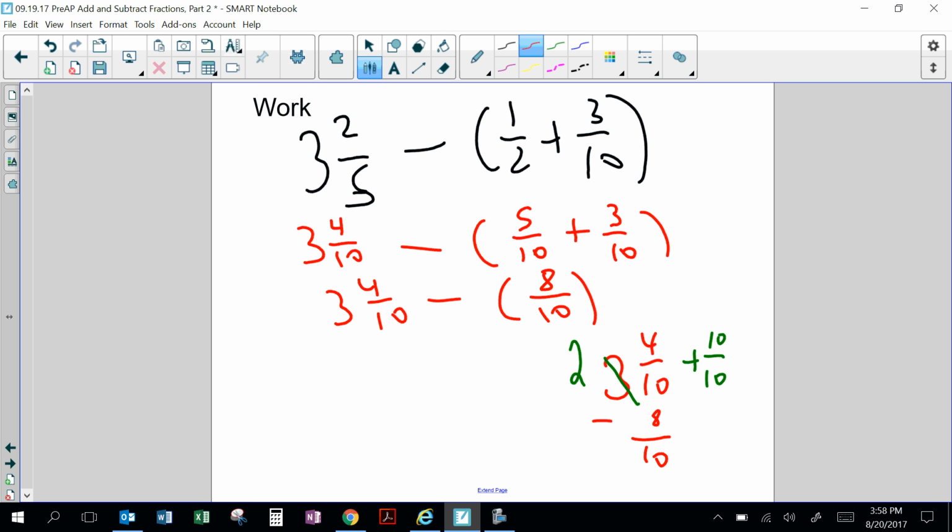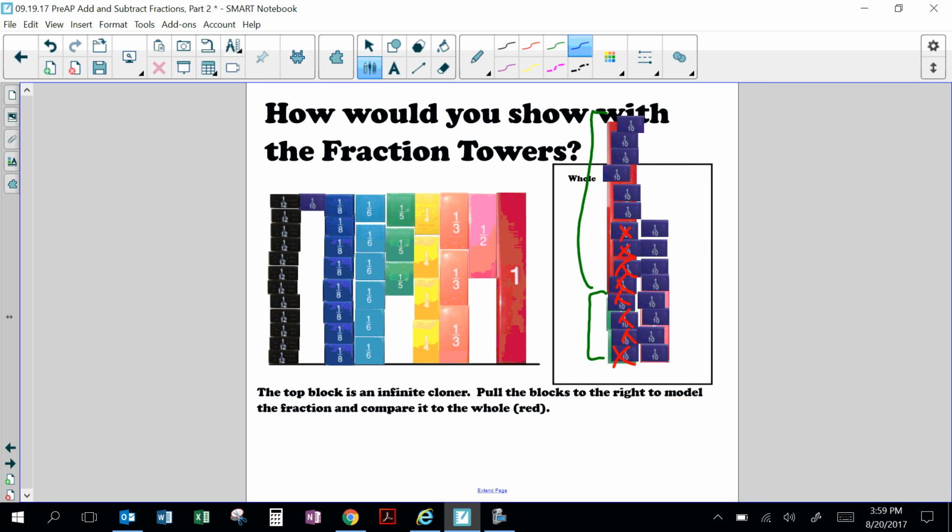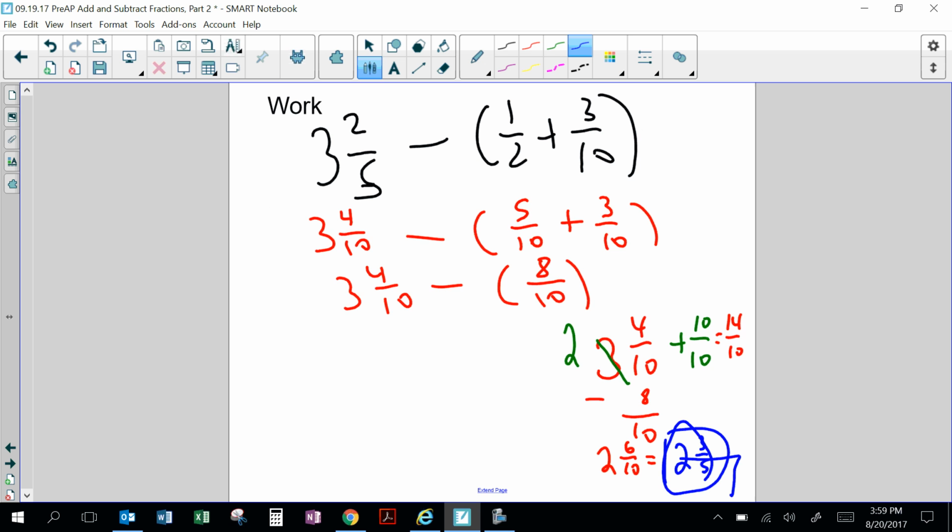So 4/10 plus 10/10 is 14/10. Can I take away 8/10 from 14/10? Yes, I can. 2 and 6/10, which is equal to 2 and 3/5. I renamed 6/10 to 3/5. And that is our answer, 2 and 3/5. So again, what we did, we practiced regrouping. We regroup from the whole number, if it's 1 whole, can you rename that whole number into a fraction form? And then you combine it with the numerator, 14/10. Now can you take away? You can.